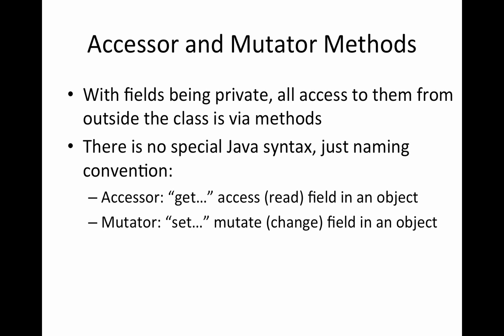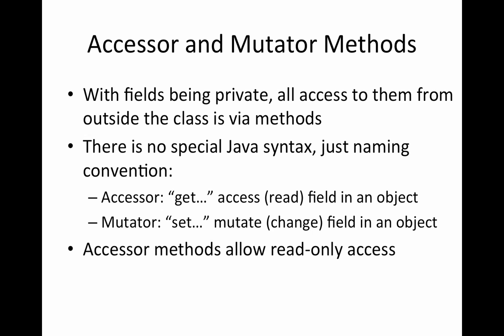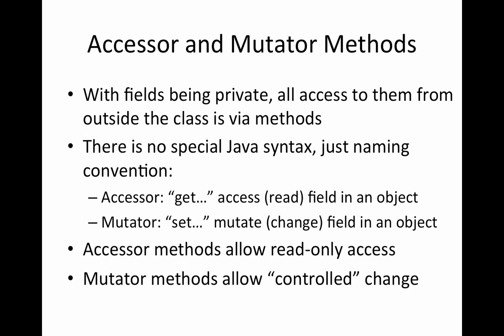Those methods are called accessors, getX, or mutators, setX, and they can either provide the value of the field or they can change the value of the field in an object. These methods will do this work exactly. As the name implies, the accessor methods allow only read-only access. We just provide the value of the variable, while the mutator methods allow controlled change.